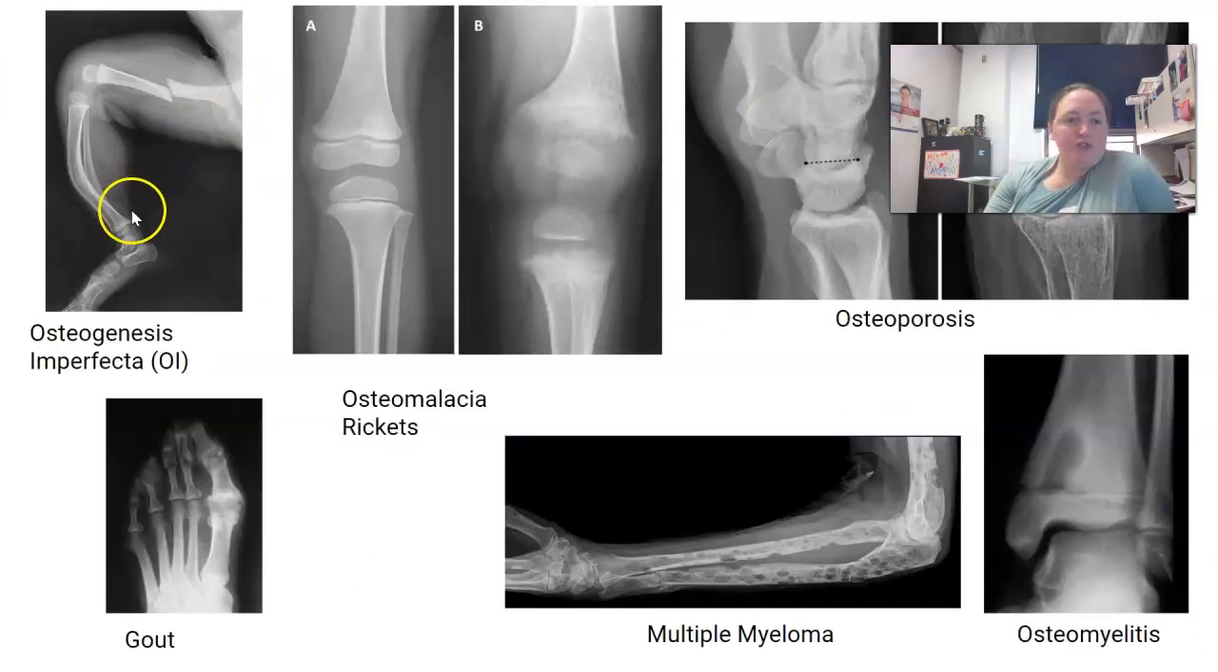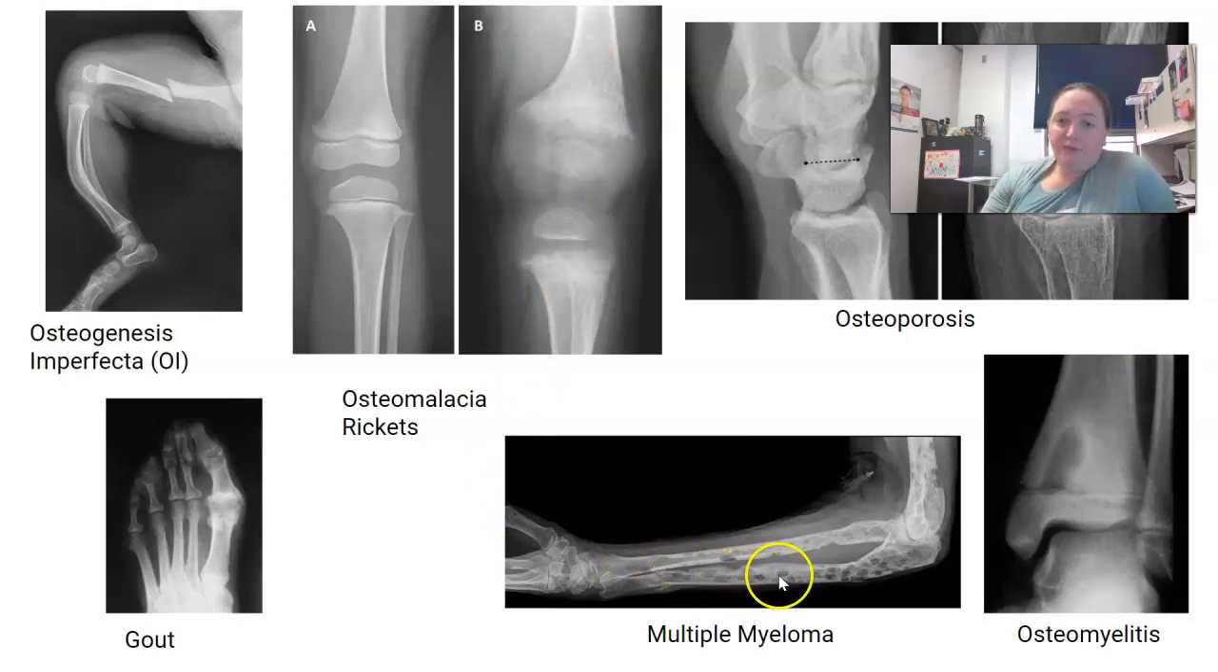And just here's some pictures here. So this first one is a demonstration of osteogenesis imperfecta. This is the brittle bone disease, and they might have a lot of fractures or healing fractures. Gout tends to be in the big toe and involves the uric acid production. Rickets is really causing the softening of this area of bone here.